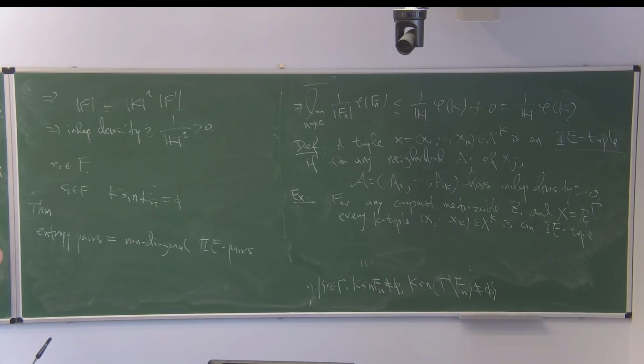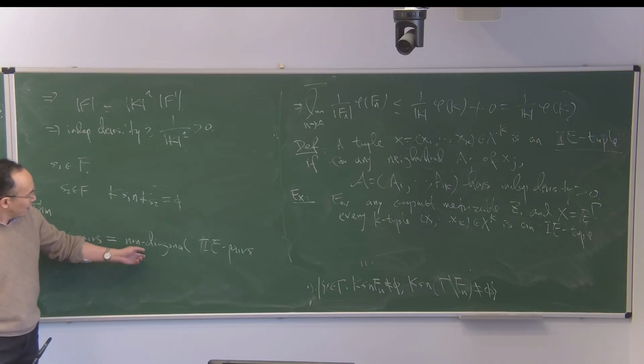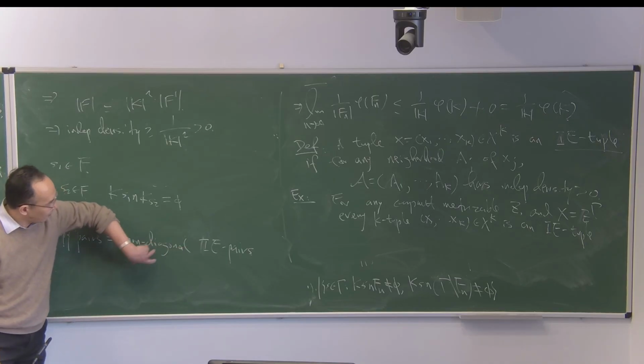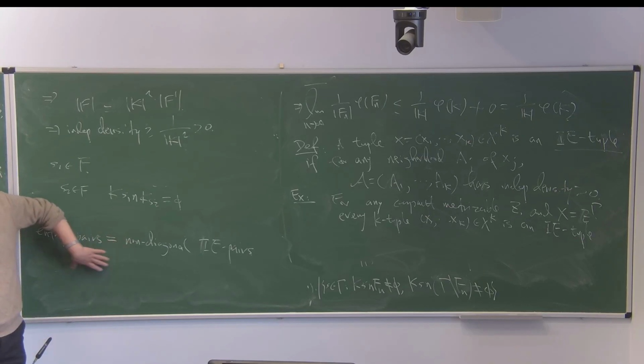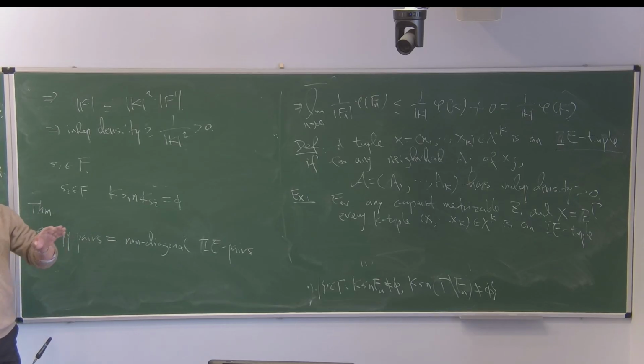So we defined IE tuples, we allowed arbitrary k there. That means when we define IE pairs, we could have two coordinates be the same. But when we define the entropy pairs, they must be different. So that's why I had to put non-diagonal there. But this really means essentially they are the same thing, if you ignore this diagonal condition.